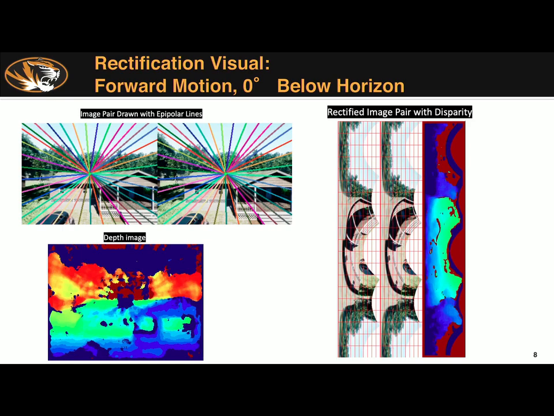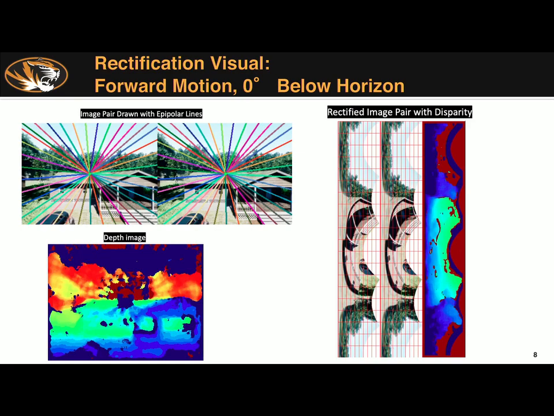So we can compute a dense depth image by doing this block matching on basically every pixel, and then we can undo the rectification and get back a full dense depth image. The parts that are totally blue, I believe, or in this image totally red, are points that did not get matched well in our block matching.